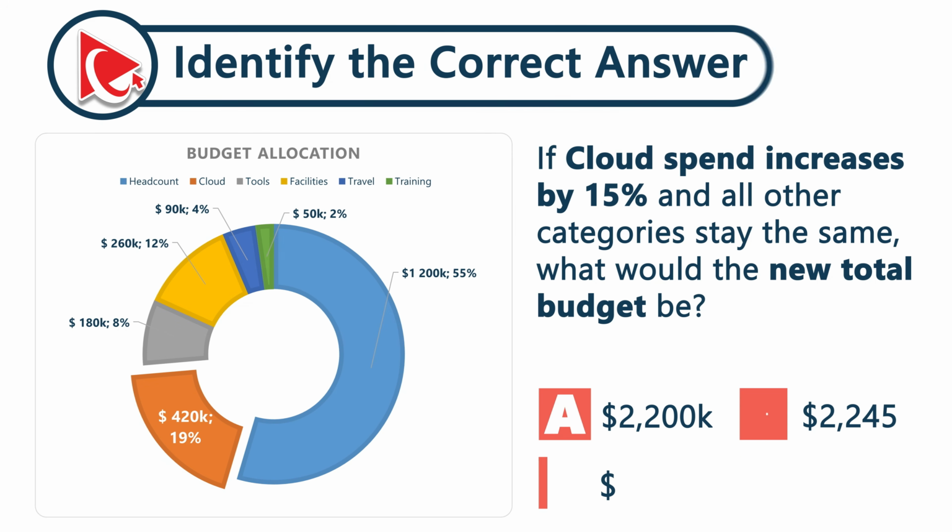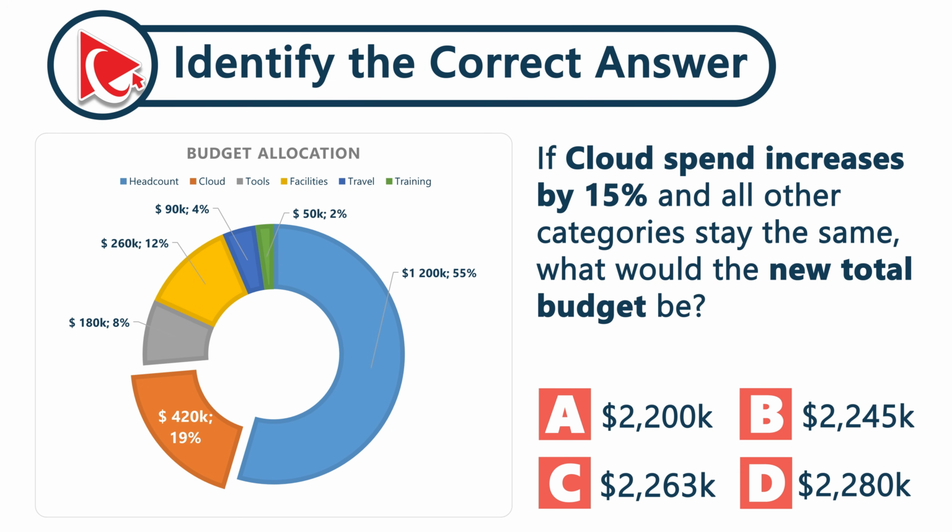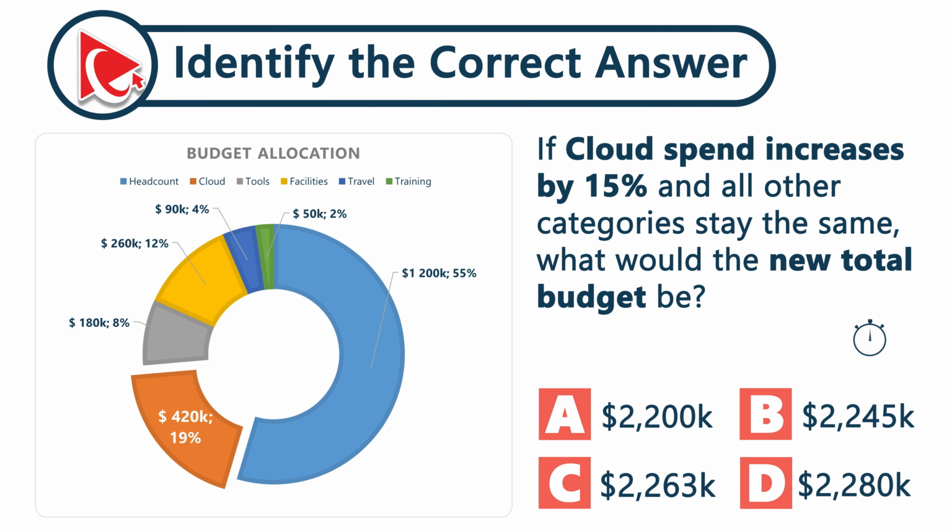If cloud spend increases by 15% and all other categories stay the same, what would be the new total budget?